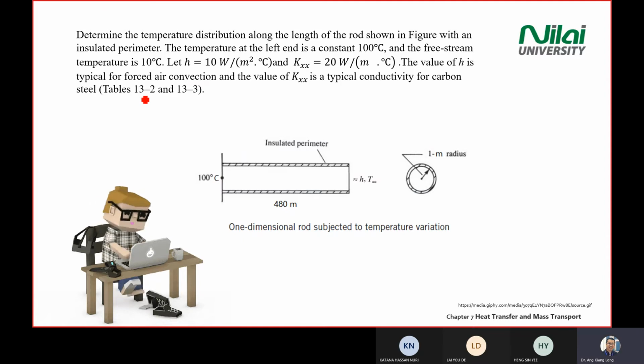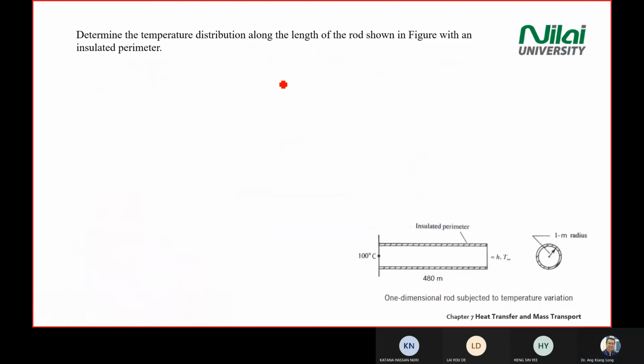The value of h for forced air convection is given, and in this tutorial, it will ask you to refer to table 13-2, 13-3. However, in the exam, this line you won't see. We assume you know how to find it already. This tutorial is just to guide you through. When it comes to exam, this line we will remove, and we assume you know how to find table 13-2, table 13-3. All right, let's try to solve this question.